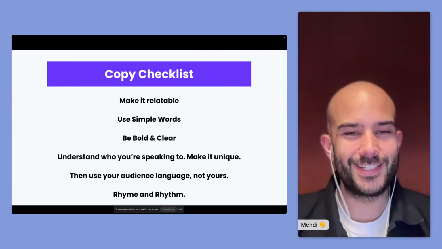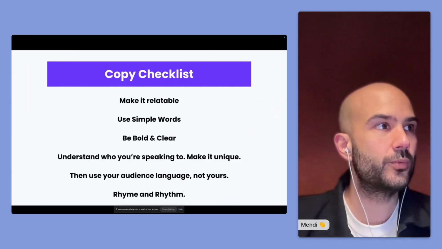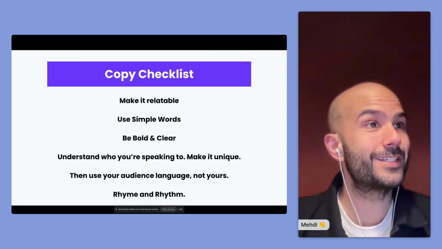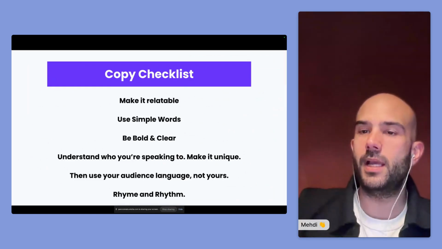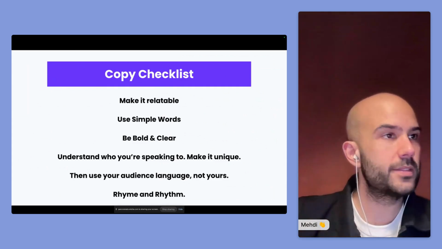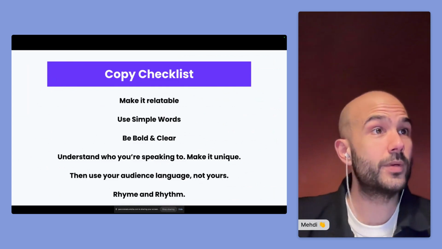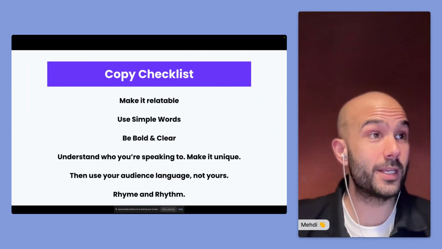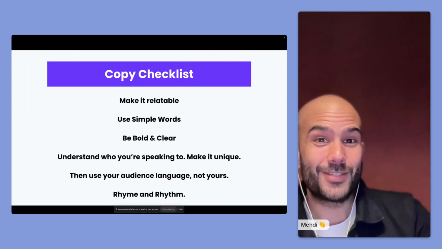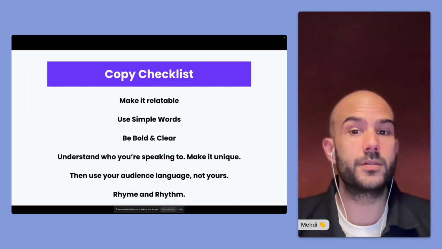Before we dig into the creative, which is going to be most of the chat that we're going to have afterwards, I just wanted to say something about the copy as well. A quick checklist when you're writing your copy for the ad, whether it's the headline, the description, or just the text within the ad. It relates to what we were saying before, but make it relatable. To make it relatable, you need someone actually to relate to. So you need to define who you're speaking to as well. So make it relatable, use simple words, be bold, be clear, understand who you're speaking to, of course.